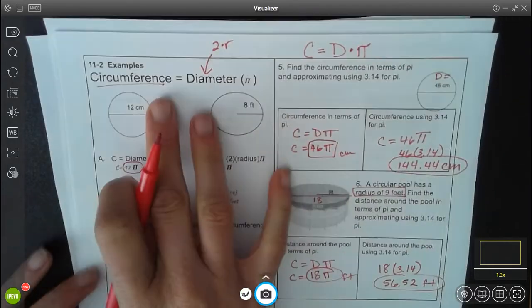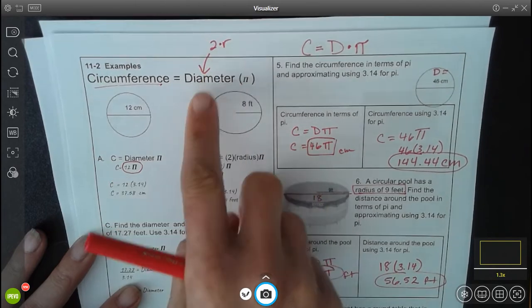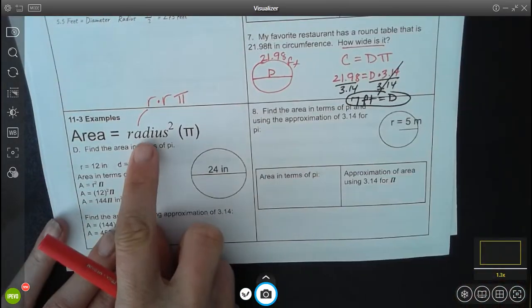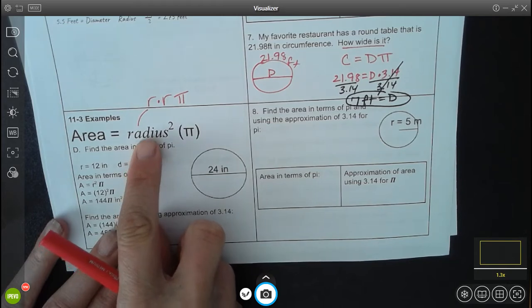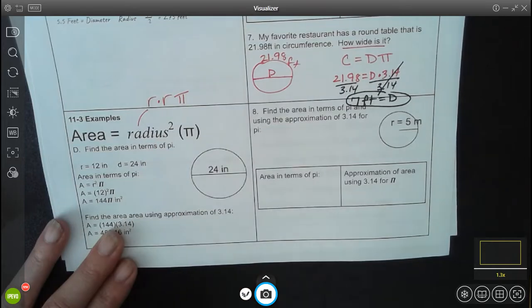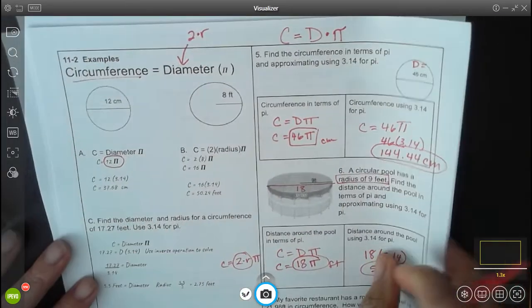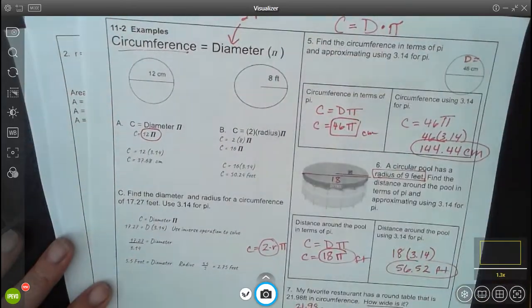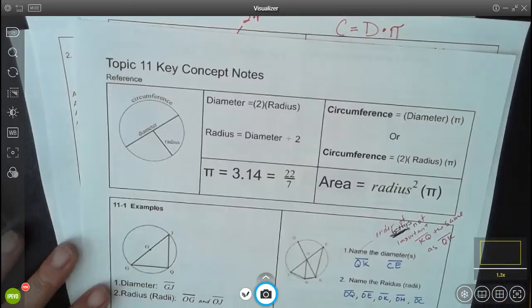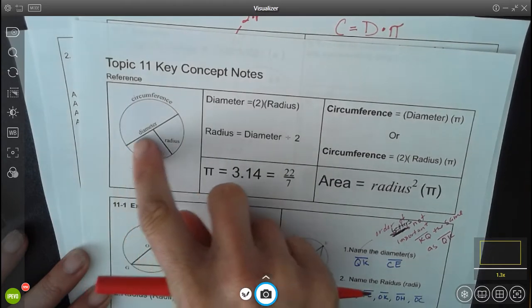When we were finding circumference earlier in the week, it was doubling the radius or using the diameter. That's not the same thing as squaring the radius, which is the radius times the radius. That's the only thing that's really tricky, and we need to remember what a radius is. We learned early in the chapter that the radius is from the center to the edge, where the diameter is all the way across.